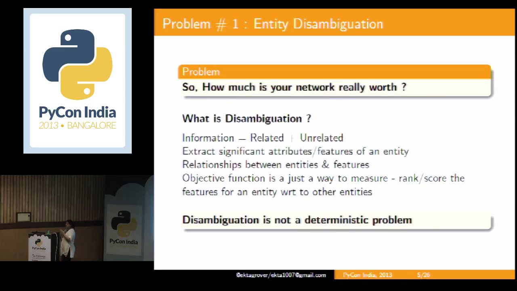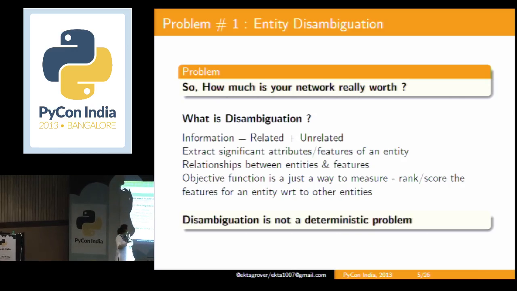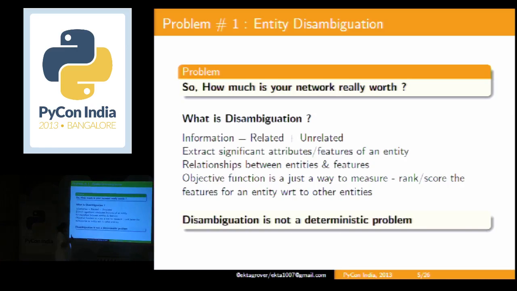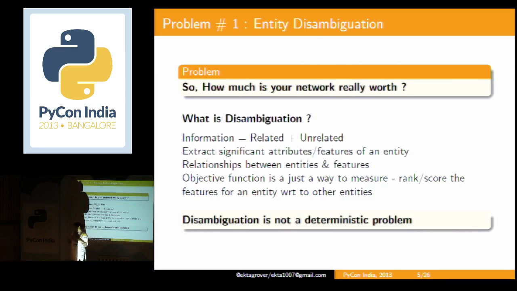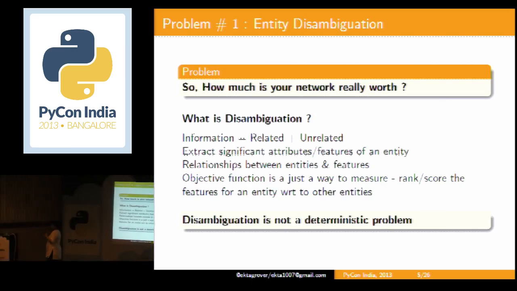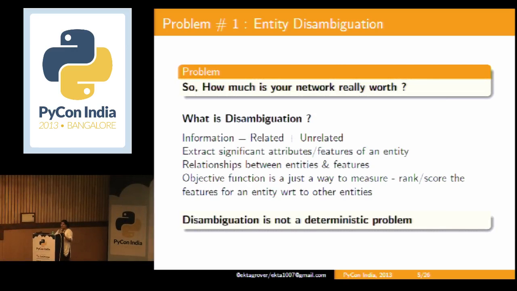But before that, what would disambiguation in this context mean? So information about any entity would exist as related and unrelated information because there's nothing else left. Then you hope to be able to extract significant attributes from this that describe this entity, and possibly describe the relationships for this entity. And again, as we said, that objective function is just a way to mathematically represent these relationships.